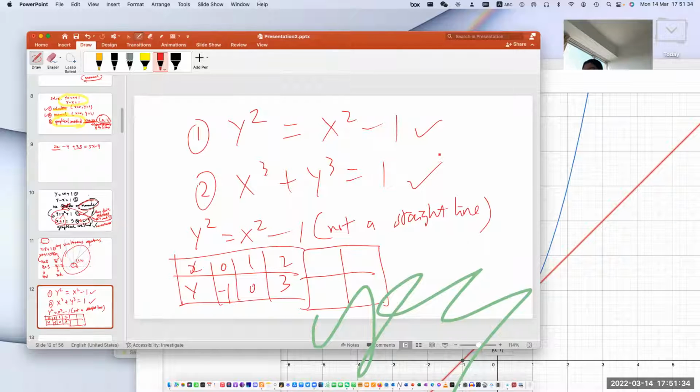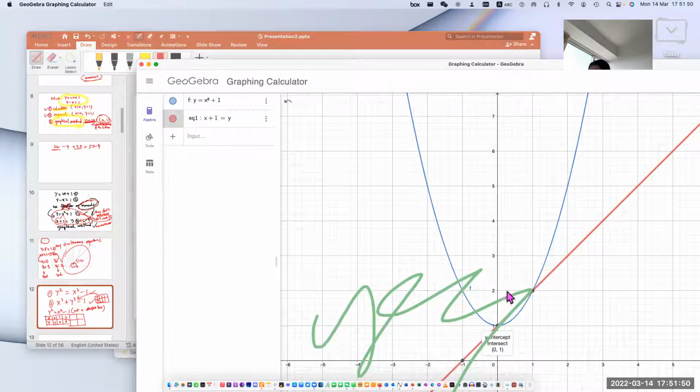So you create another table for this of x and y. It's a curve. So if it's a curve, you need a few more points. So once you get them out, then you can sketch. Once you sketch, you can get the solutions by looking at the intersection point, if they have.